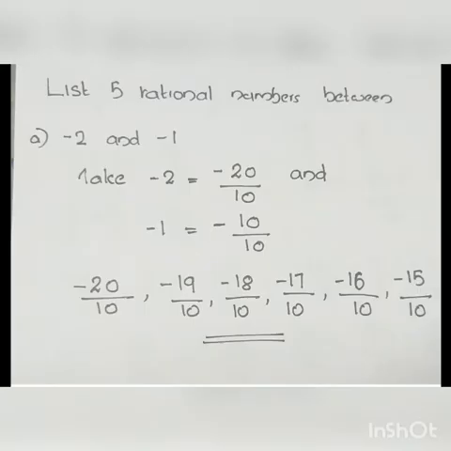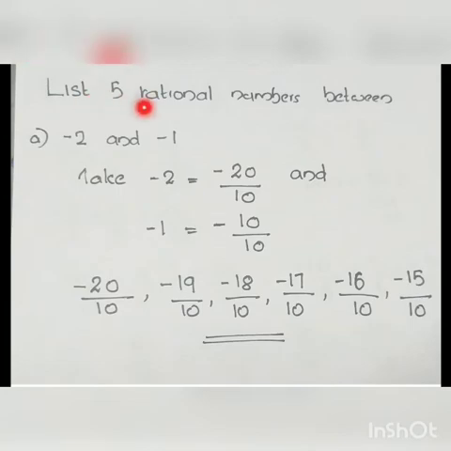Next, one type of problem. List 5 rational numbers between negative 2 and negative 1. That means between negative 2 and negative 1, you have to find 5 rational numbers. So you know what rational numbers are? Rational numbers have the form p by q. That means they have a numerator and a denominator. Here negative 2 is an integer, isn't it? So how can we write that integer in p by q form? Negative 2 by 1 you can write.